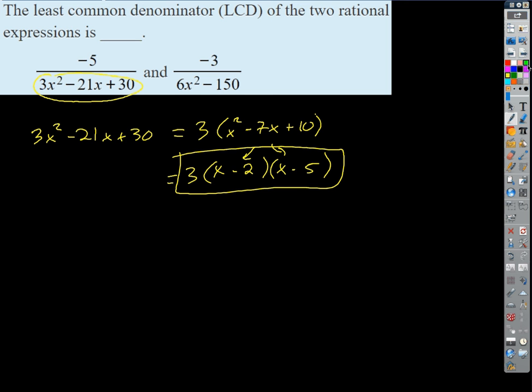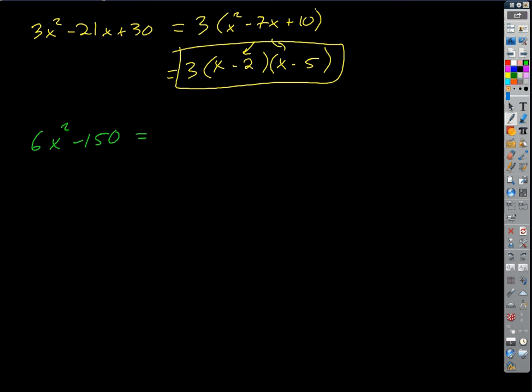Right, now let's take the second one. Let's try this guy. So we've got 6x squared minus 150. Can I undistribute? Sure. I can take out a 3. So if I take a 3 out, I'm left with 2x squared minus 50. Okay, can we keep going? Anything else we can do? Can we undistribute something? No.